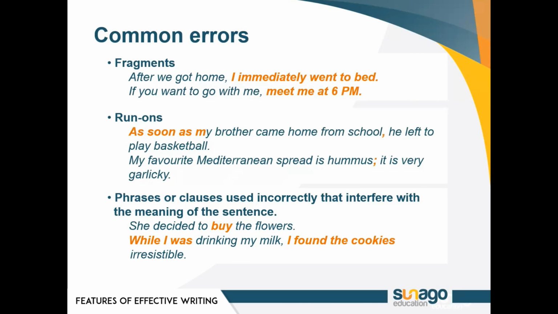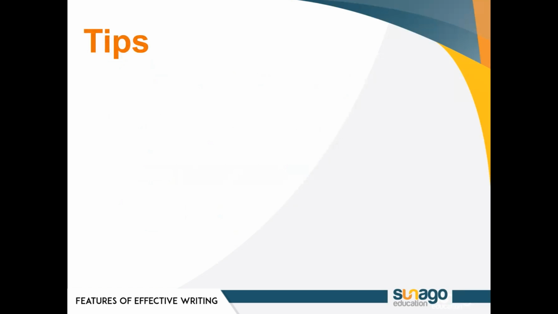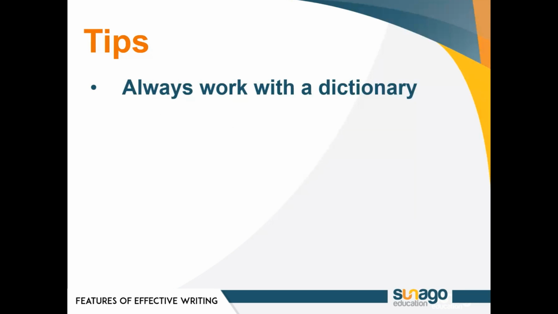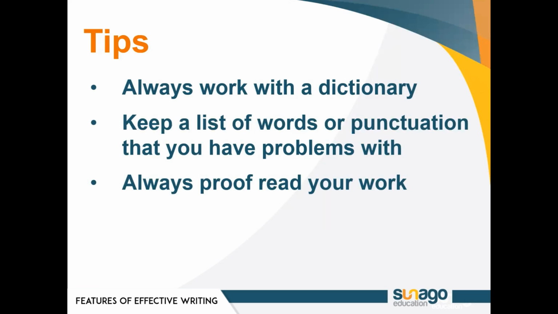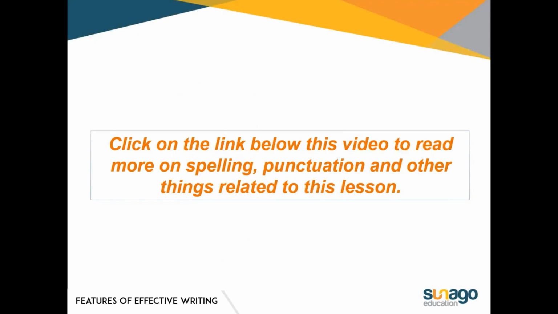Remember these tips to help you follow the conventions when writing. Always work with a dictionary. Keep a list of words or punctuation that you have problems with. Always proofread your work, or you can always ask someone to do it for you. Click on the link below this video to read more on spelling, punctuation, and other things related to this lesson.